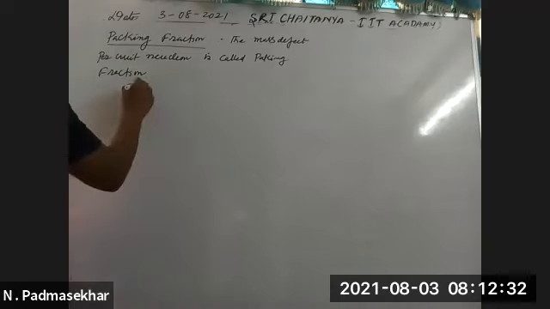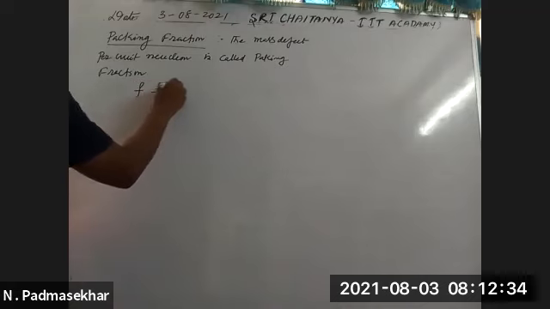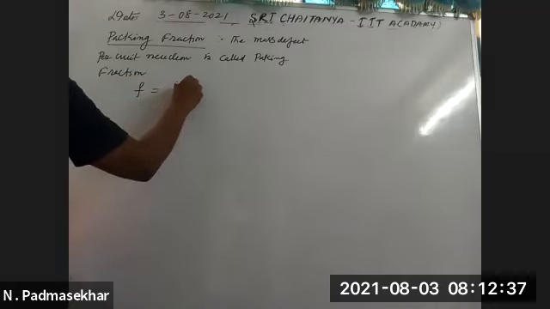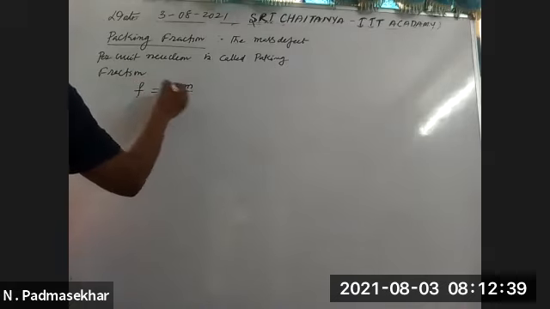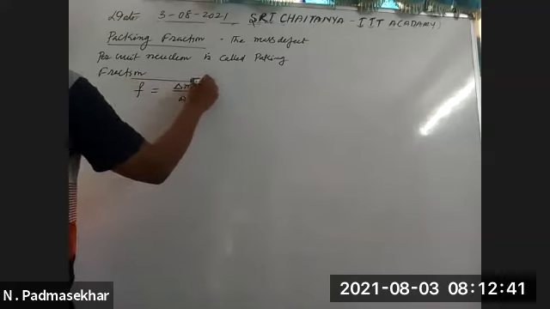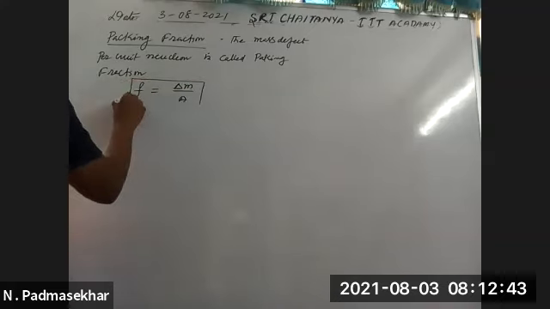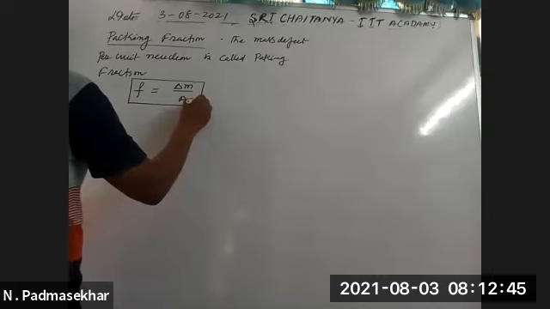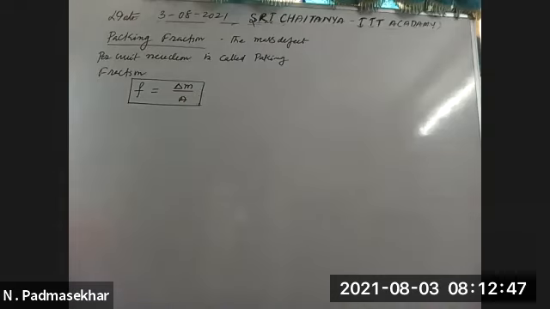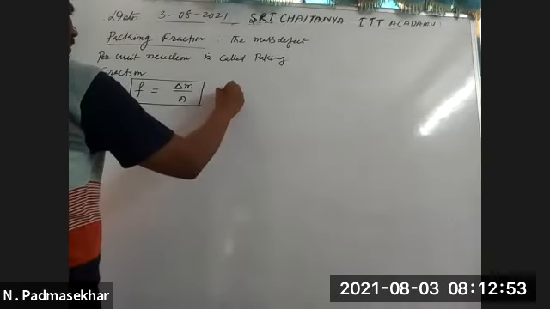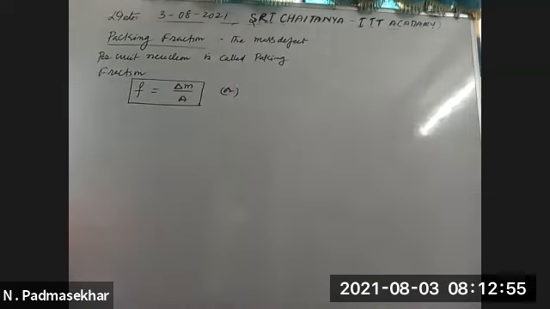And this packing fraction is F equals delta M by A. Packing fraction is the mass defect per unit nucleon, and A is the number of nucleons here. This is delta M by A. So this is the packing fraction, or another definition is also there for the packing fraction.